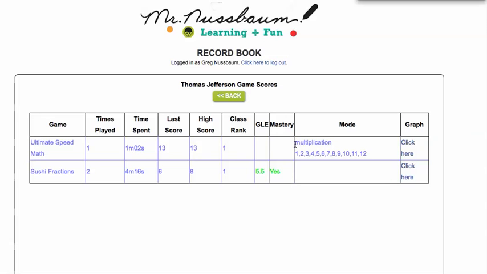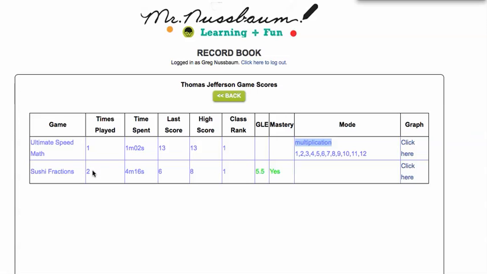The mode I tried was multiplication, one with all of the numbers. Okay? And so I scored 13. That means in 1 minute I got 13 multiplication problems correct, where the factors were between 1 and 12. Okay. So I also played Sushi Fractions.